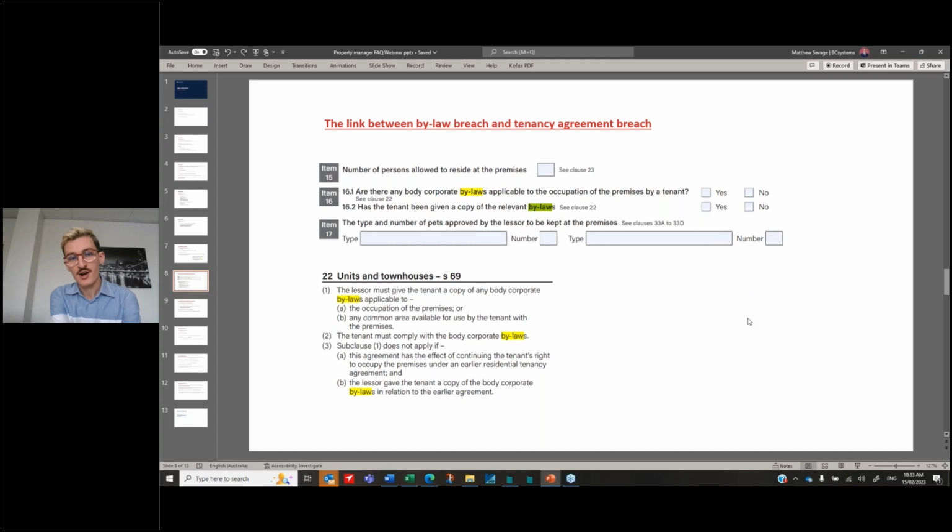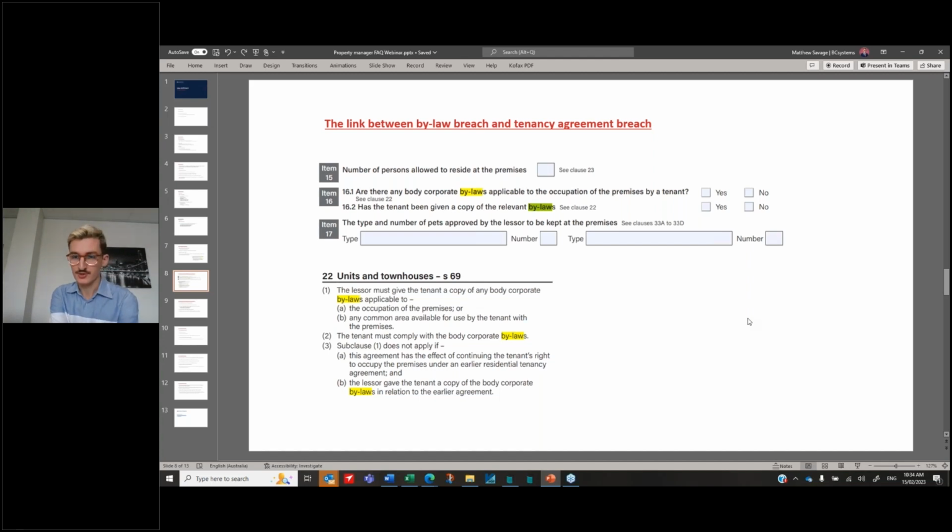So, discussing the link between a bylaw breach and a tenancy agreement breach, I'm sure everybody will recognise these screenshots. Item 16 of the residential tenancy agreement in Queensland asks those questions about whether body corporate bylaws are applicable to the premises, and whether the tenant has been given a copy of the relevant bylaws. Those are really important, and of course set the tone at the start of the tenancy for whether the tenant is likely to comply with the bylaws or not.